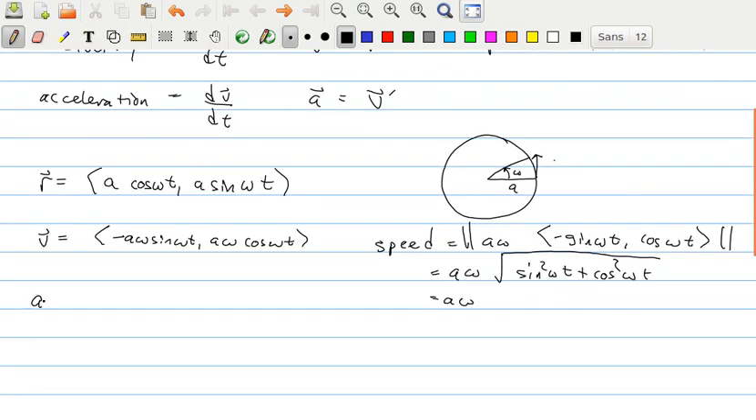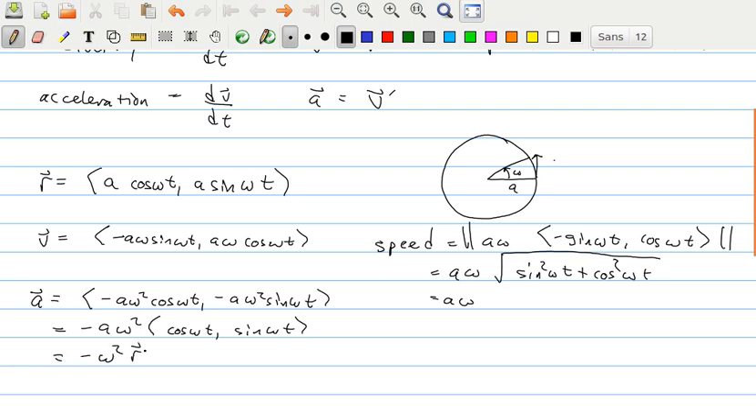Now let's go and get acceleration. The acceleration on this is we take the derivative of the velocity. So we've got now negative a omega squared cosine omega t and negative a omega squared sine omega t. So these we can see both have a negative a omega squared, and then what we're left over with is cosine omega t, sine omega t. If you look at this right here, it is just negative omega squared times the original. So this is negative omega squared times the original r.